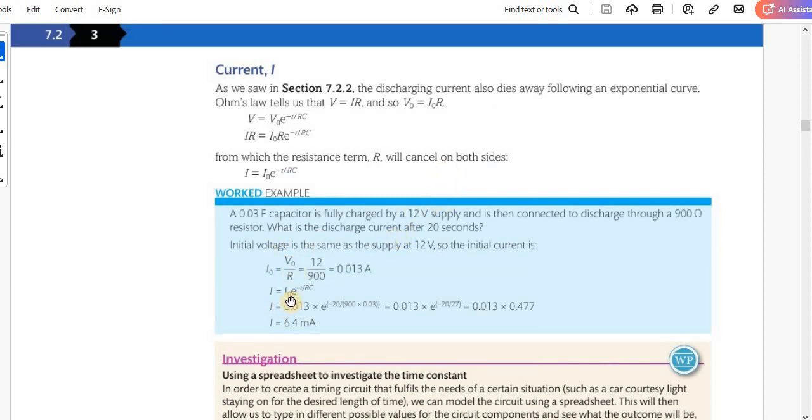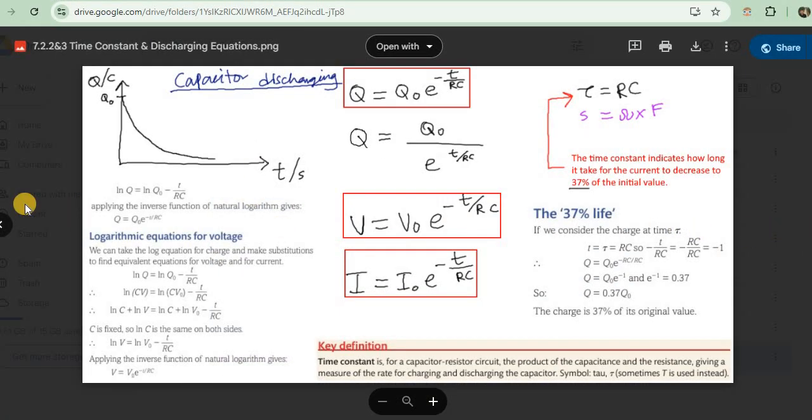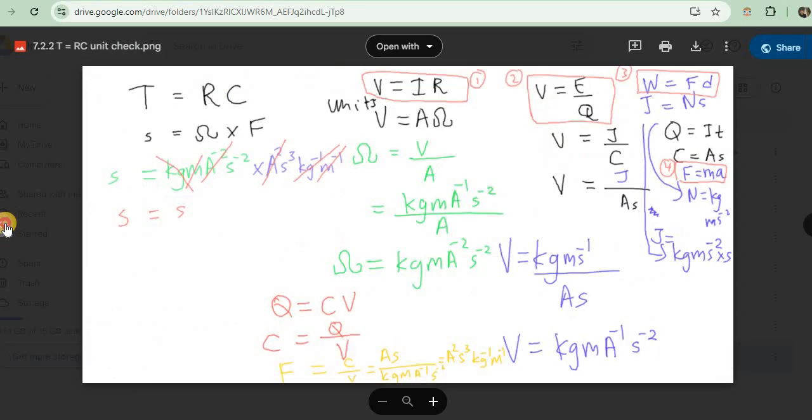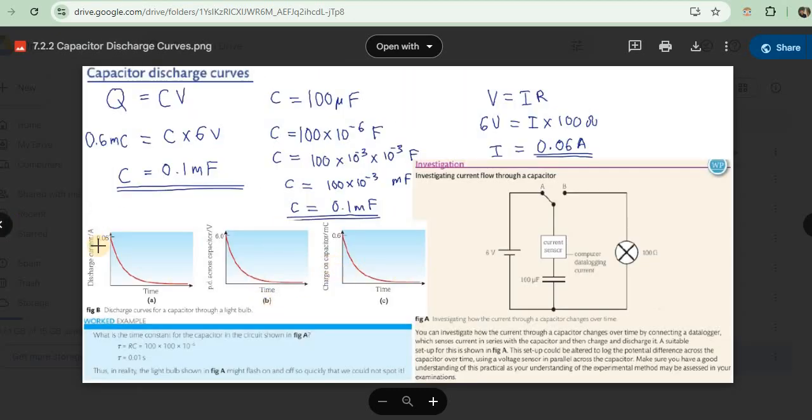For this, again, we need I naught, and I showed you how to find I naught. Remember when I was explaining these diagrams, I showed you how to find I naught. So it's also here. I should have actually made this V naught and this I naught here. R is constant. So okay, let's see.